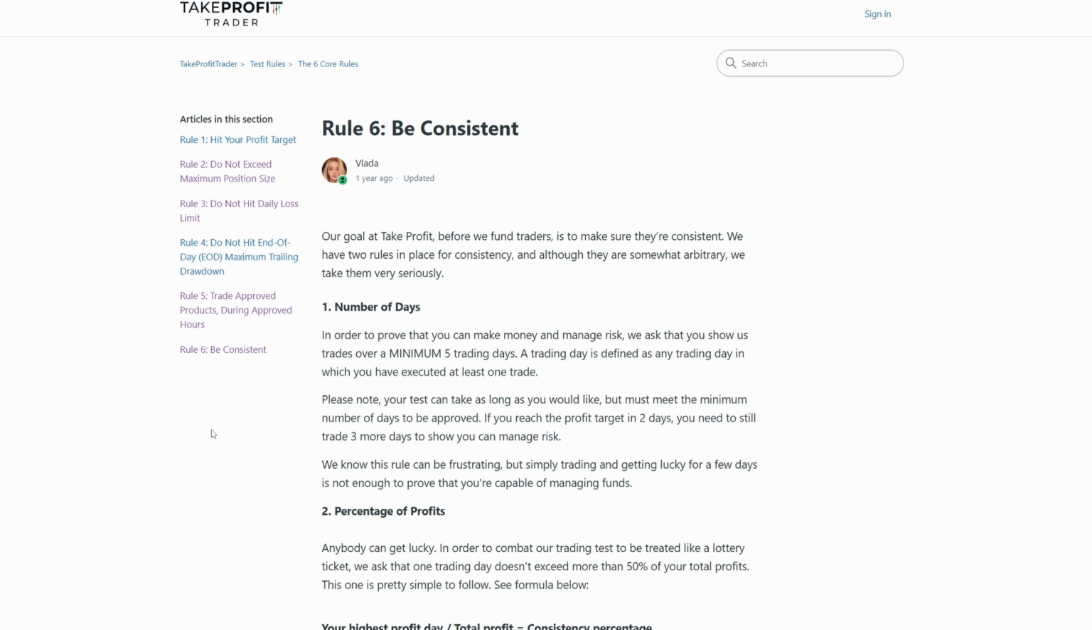Top Step has a consistency rule where you can't make more than 50% of the total profit. So in Top Step, you can pass in as little as 2 days. Apex, you can pass in 1 day. My Fund and Futures, you can pass in 1 day as well. So that's why I'm going to go ahead and put this in the con section.